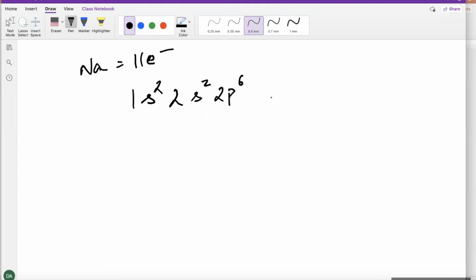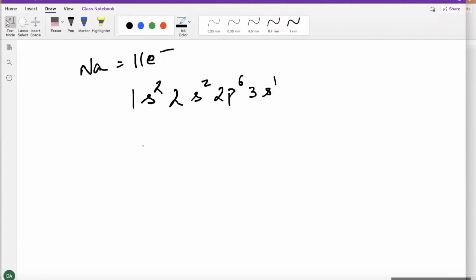Do we have any other room on the second floor? No, we don't. So we go to the next floor, you go to the third floor, and you go to room s, and you place 1 electron. So this is your electron configuration for sodium. Just to confirm, we got 2 plus 2, 4, 4 plus 6, 10, 10 plus 1 is 11. So we got a total of 11 electrons, and we're all set.